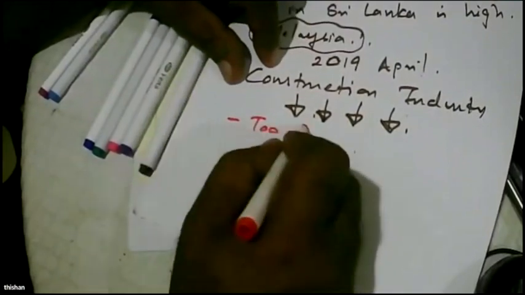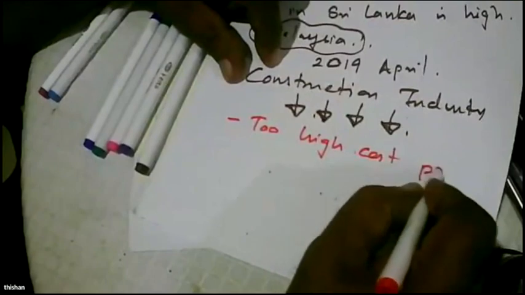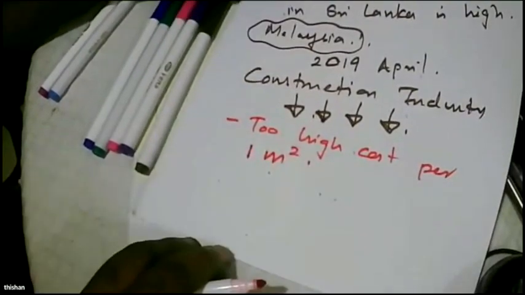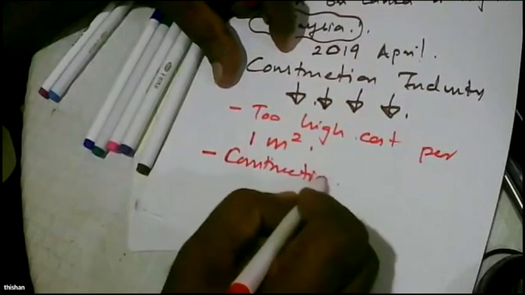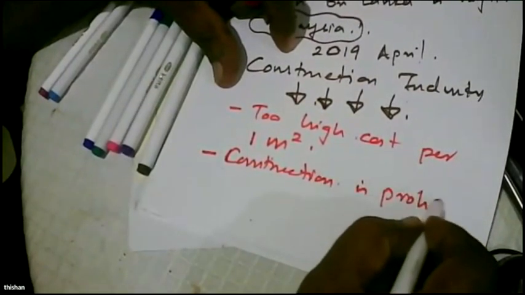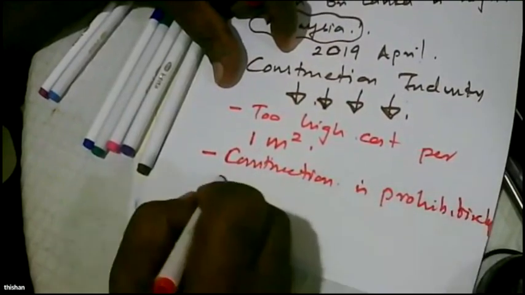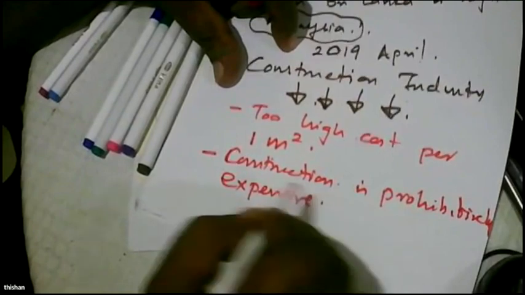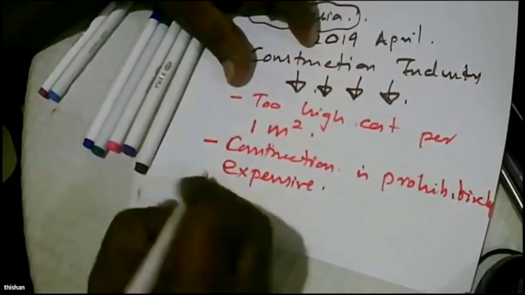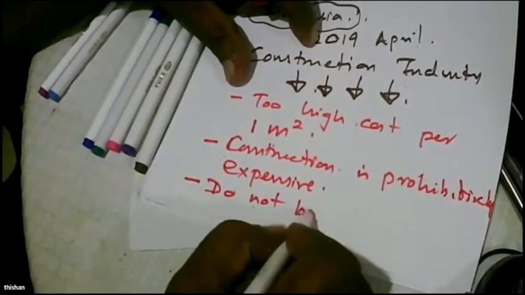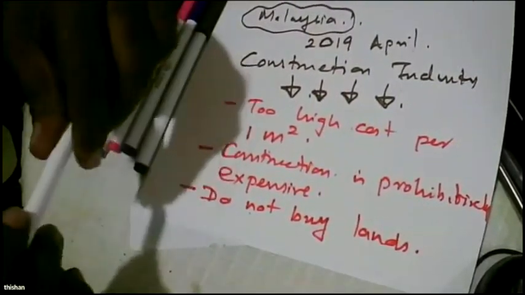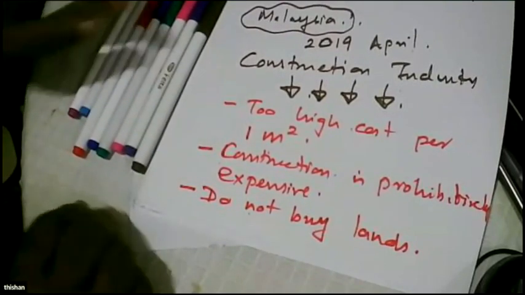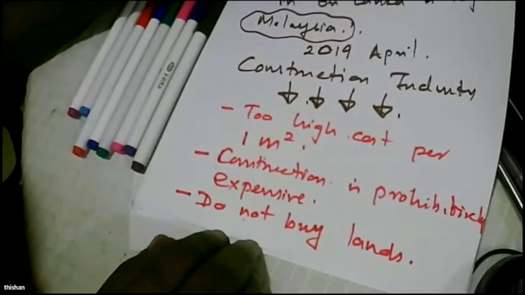What are the problems? Too high cost per square meter. And construction is prohibitively expensive. So construction is not possible. Do not buy lands. Why? Because if you can't construct a building, why would you want to buy lands? So this has a rippling effect on all.